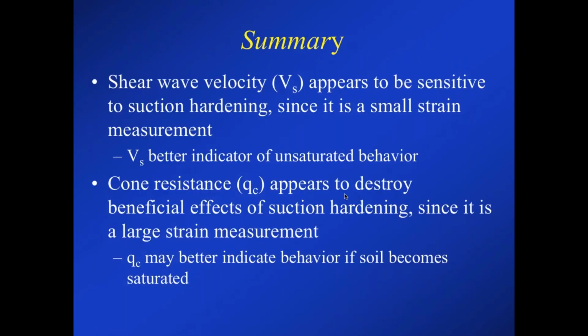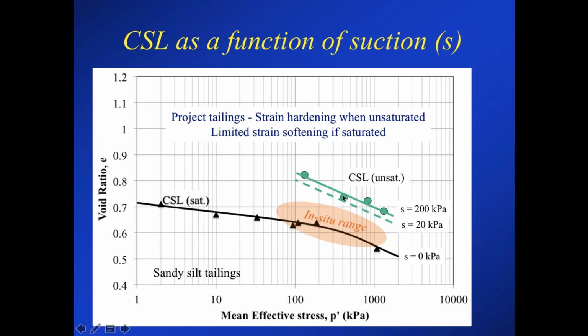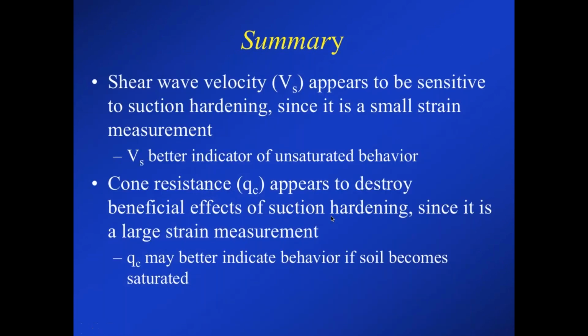So maybe this makes sense now that the shear wave velocity appears to be sensitive to suction hardening, since it's a small strain measurement, and so it's more sensitive to that little bit of hardening that occurs at small strains due to the suction hardening, not the actual suctions themselves that influence the effective stress, but the actual hardening that occurs. And so the shear wave velocity appears to be a better indicator of the unsaturated behavior, correctly predicting that it's predominantly dilative in the unsaturated region.